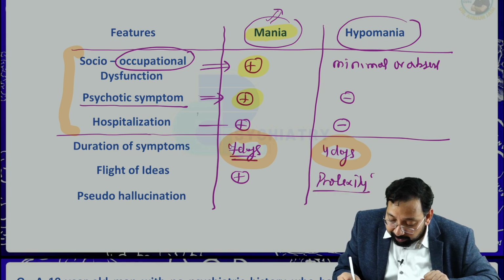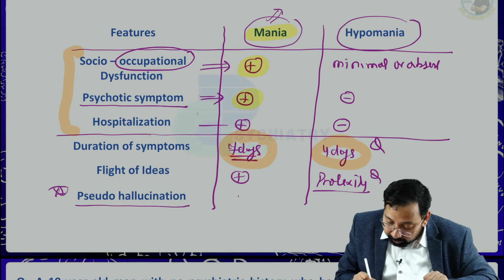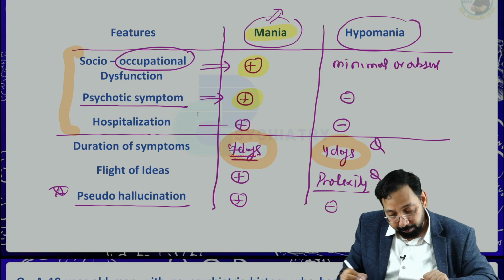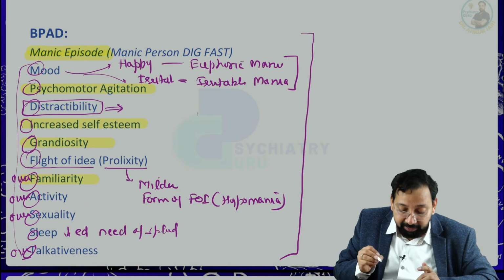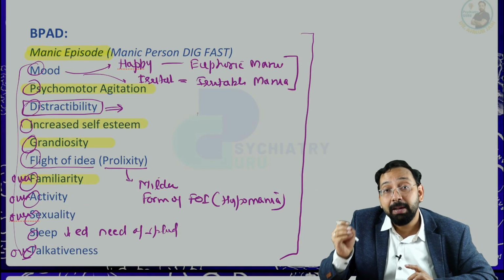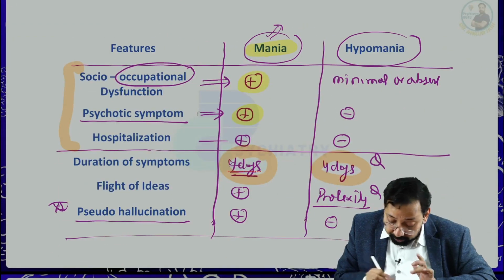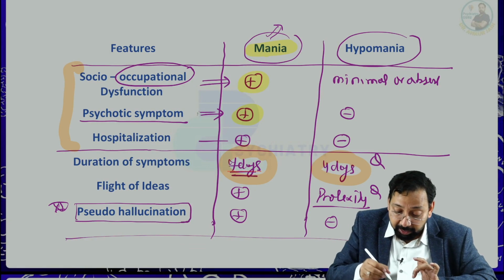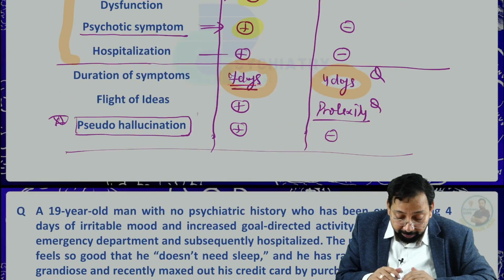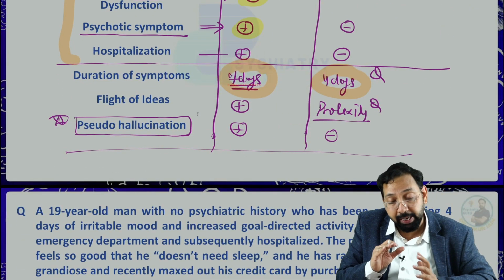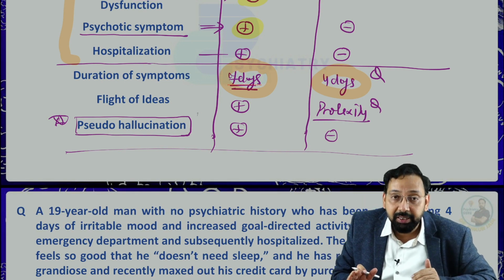All these points have been asked as separate questions. Pseudo hallucination, this was a recent NEET question, is present in mania, absent in hypomania. They gave these 3-4 symptoms, and they asked whether the patient is having mania or hypomania. Both options were there. But they gave pseudo hallucination as one more symptom, and on the basis of pseudo hallucination, we marked the answer mania. This is a really difficult question, because we never discussed pseudo hallucination previous to this exam. Trust me, it was a new thing, and the difficulty level was really high.